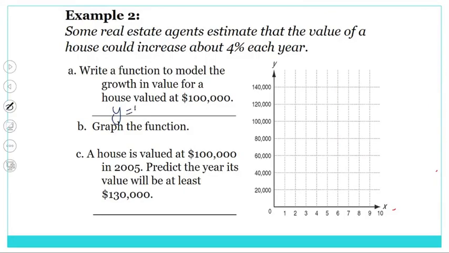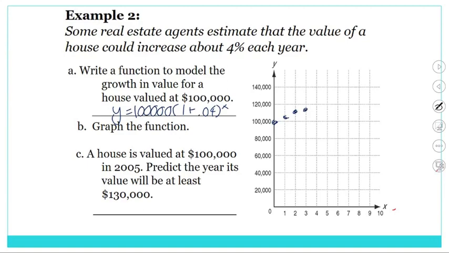So y equals 100,000 times 1 plus 0.04 to the x. 100,000, it was 104, a little over 108, about 112. This is not perfect by any means, but you could just use the data points. Again, the calculator kind of had everything already out.